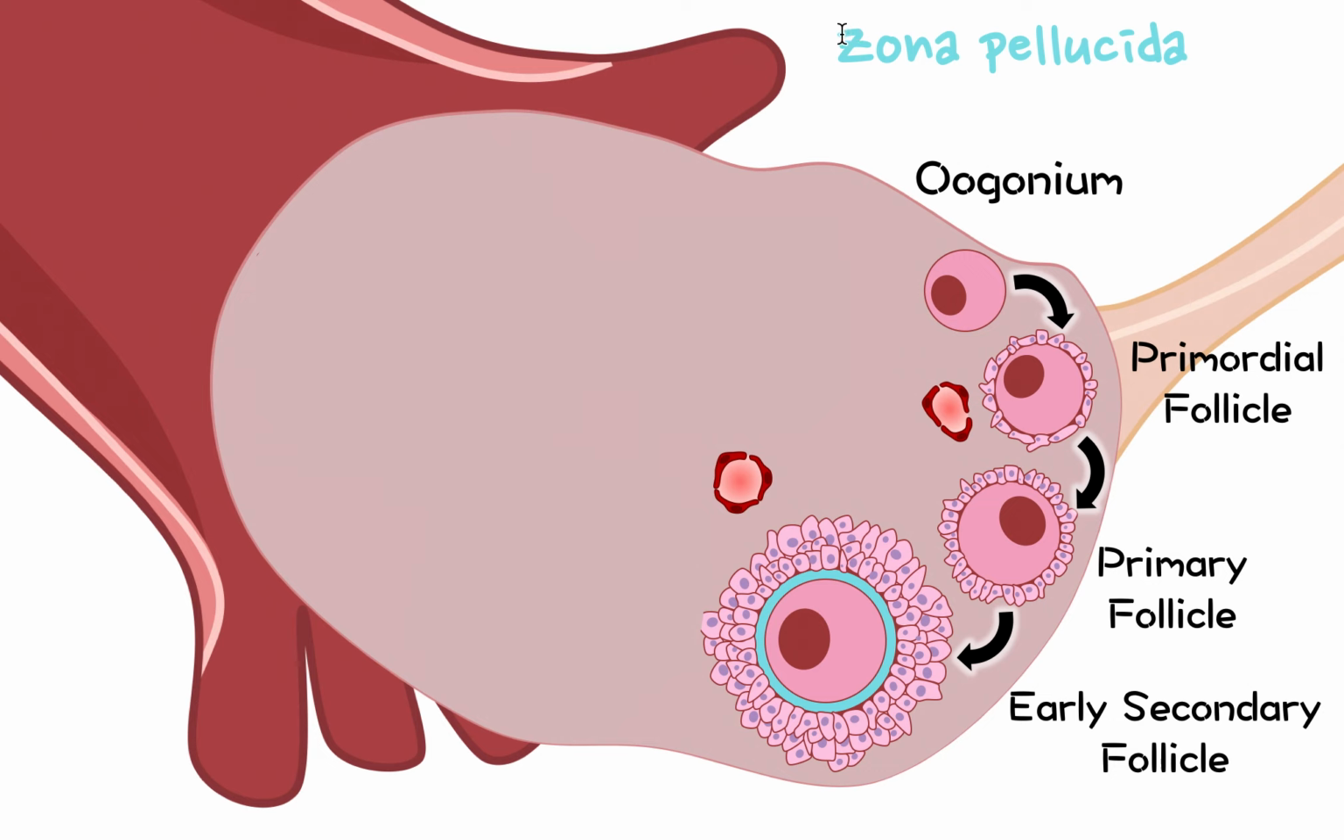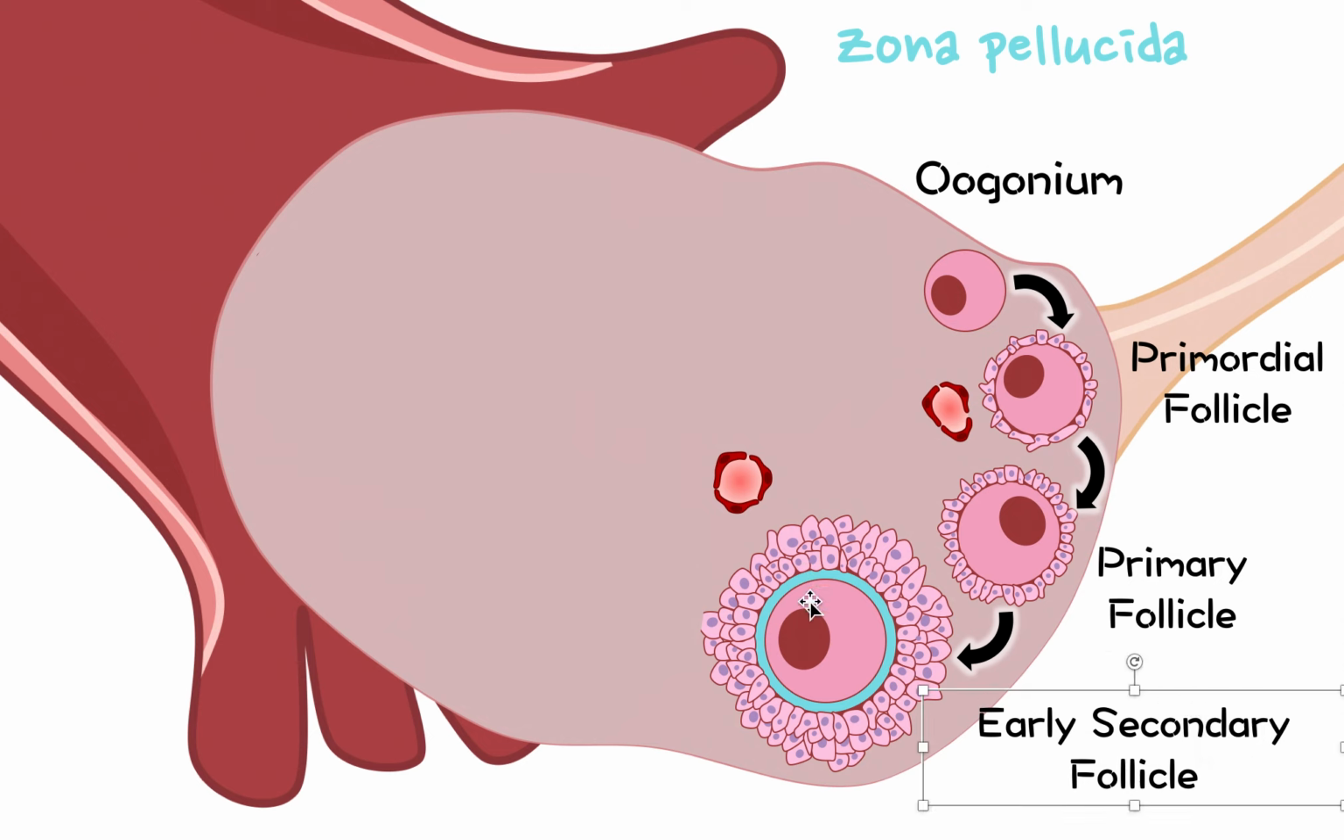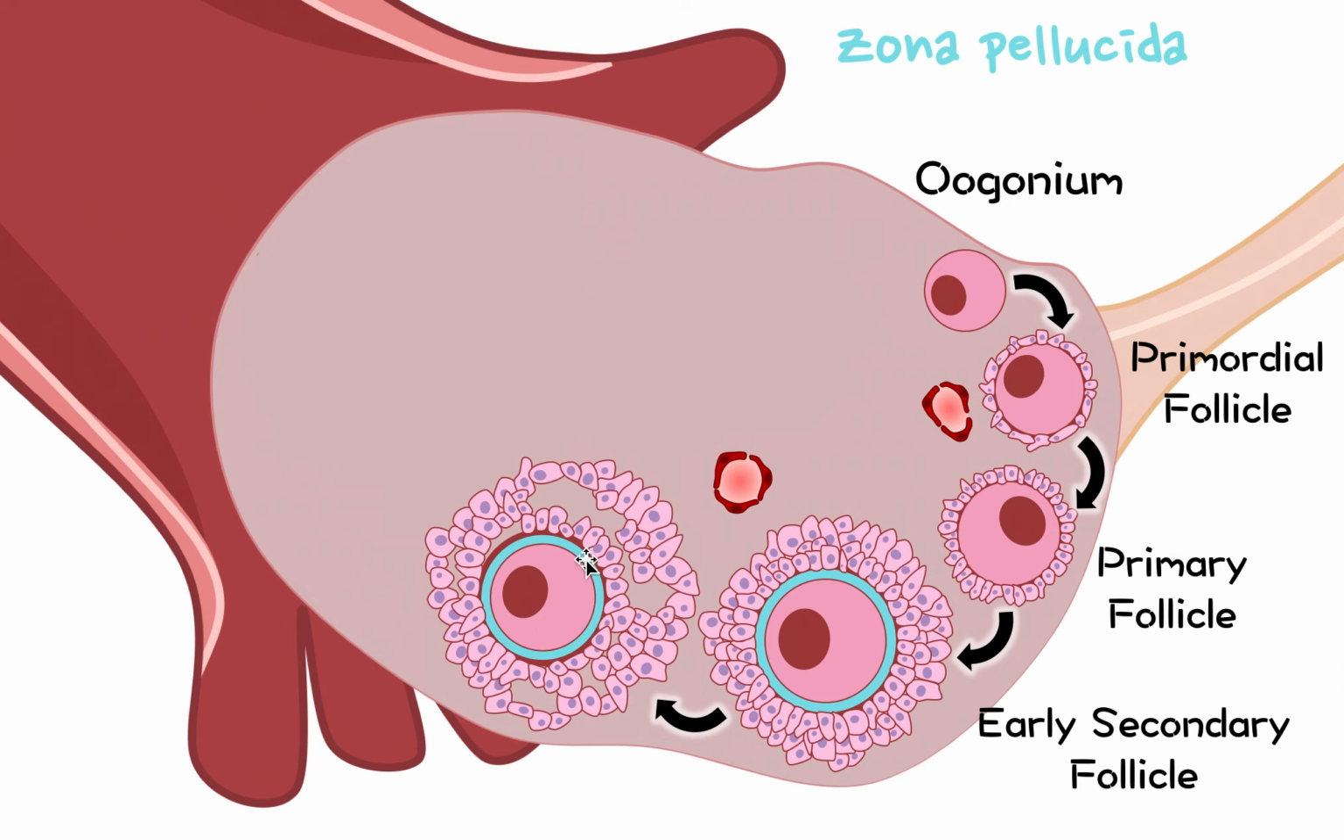Basically, this layer is very important later in fertilization. So you'll see this name again. That's why I brought it up. Because the sperm has to penetrate this layer to get to the egg. So that's very important, this layer, the zona pellucida. Remember that. Okay. Now, this early secondary follicle is going to develop even more. It's going to become what? What do you think? Early? No, late, right? It's going to become a late secondary follicle.